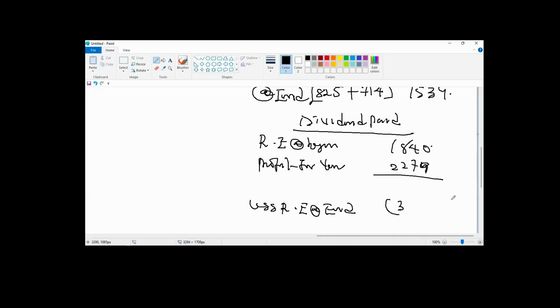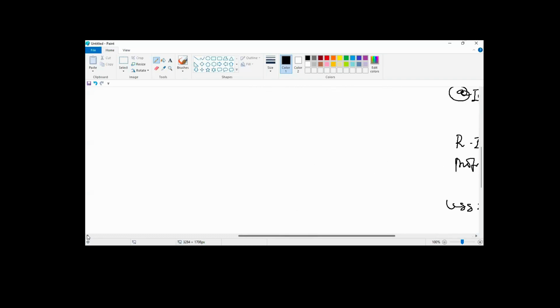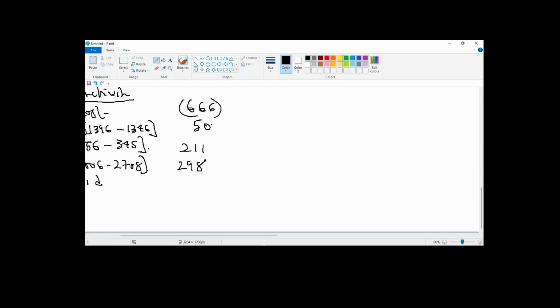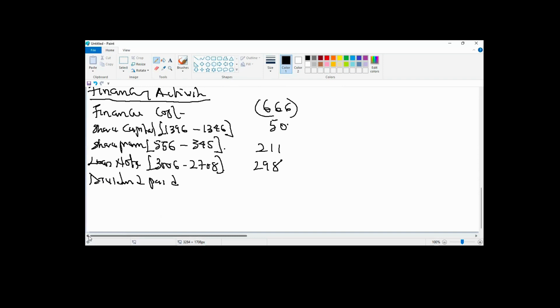Retained earnings at the end is 3,559. What does this give us? 1,840 plus 2,279 is 4,119. Then how much is the dividend paid? 560 was paid as dividend. The question will not tell you. Go and test; they pay dividends. The question will be very silent. Check dividend paid: 560.